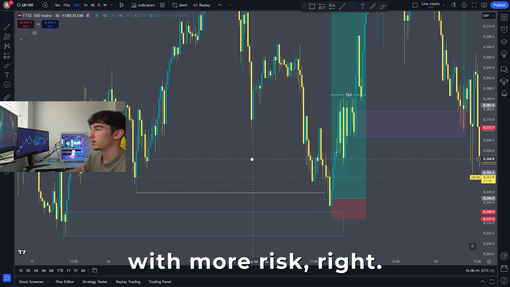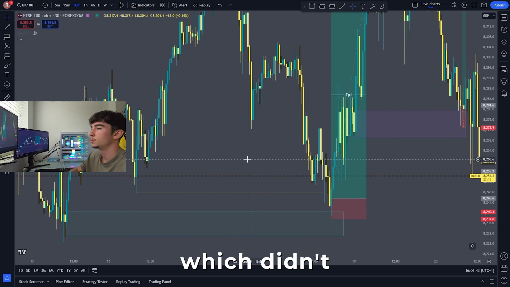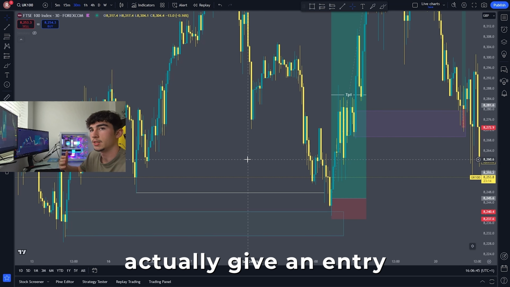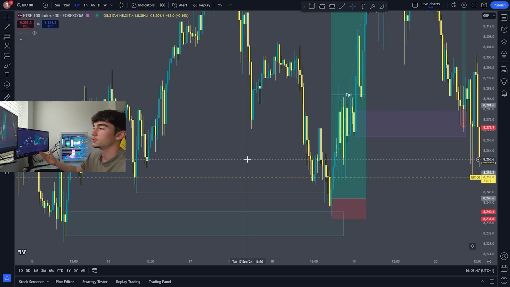Obviously this comes with more risk, right? Because you could then have a candle which didn't even close bullish and it didn't actually give a valid entry on 30-minute. So it's a risk to reward situation.